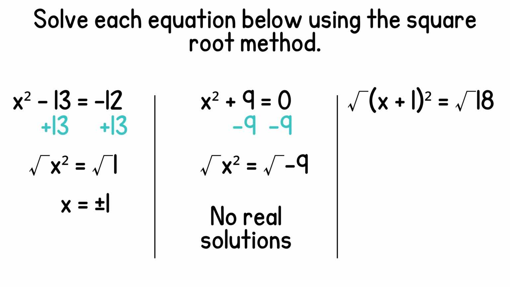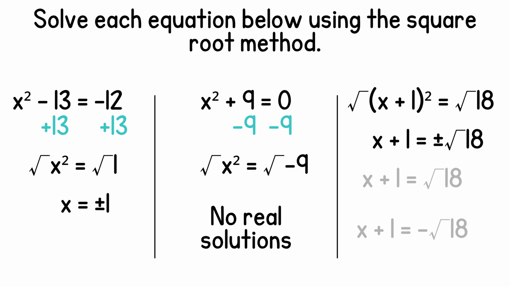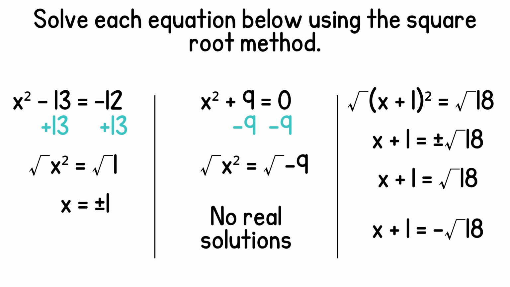This one already has the square term isolated, so we can start by taking the square root. This will give us x plus 1 is equal to the positive and negative square root of 18. Now we can set up the two equations where x plus 1 equals positive radical 18 and the other one is equal to the negative radical 18. So we'll subtract 1 from each side, and this gives us radical 18 minus 1. In the next equation, we'll subtract 1 again, and we'll get the negative radical 18 minus 1.